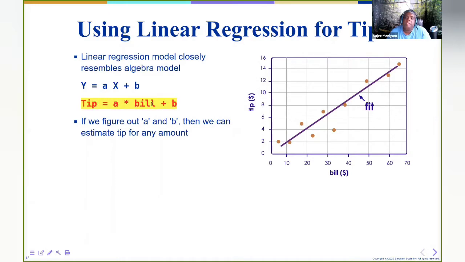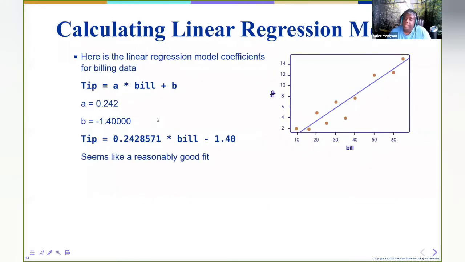And then you can tell me any amount of bill, I can plug it into the formula and calculate what the tip's going to be. That's the idea. So how do you calculate a and b? I actually did the calculation quickly, and to me, a was 0.24, b is minus 1.2. I'll show you guys how I did the calculation.